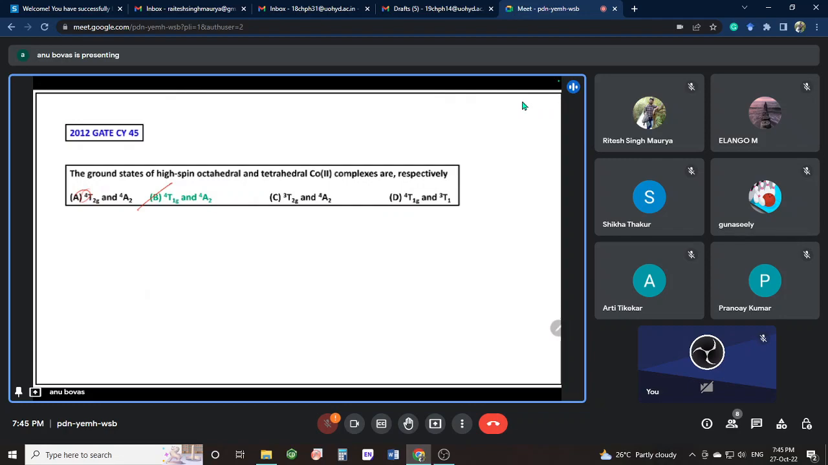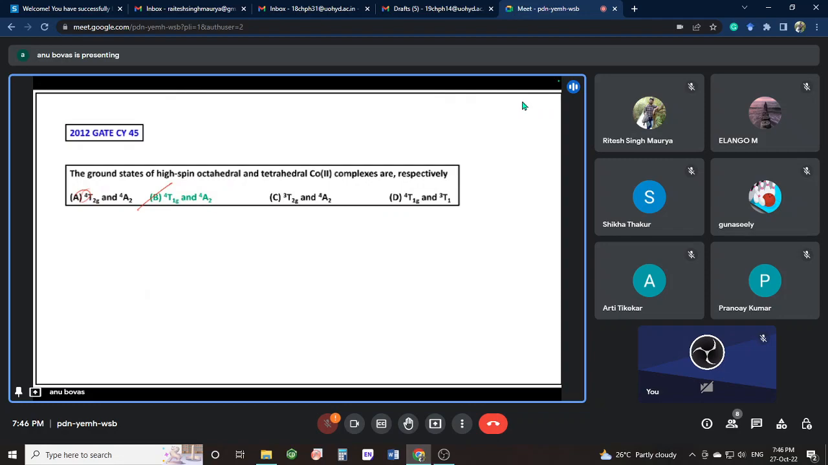So if you know just the orgel diagram, you just need to remember D1 octahedral. Just one thing you have to remember, and from that you can get the whole orgel diagram, where each electronic configuration is present, and then directly you can get the answer.